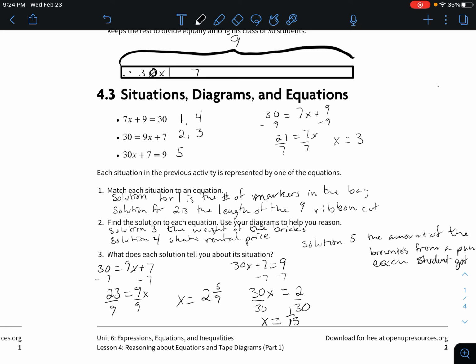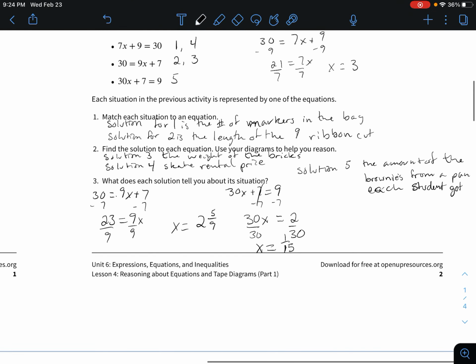Okay, and the last one with the brownies. So 30x plus 7 equals 9. Once again, first step, get rid of the plus 7. So we minus 7 from both sides of the equal sign. It's going to cancel out on the left side, leaving us with 30x equals 2. We divide both sides by 30. And what you'll see is the 2/30 just becomes a fraction. So out of that pan, there were 2 pans. So each pan served 15 students. So each student got 1/15 of a pan.